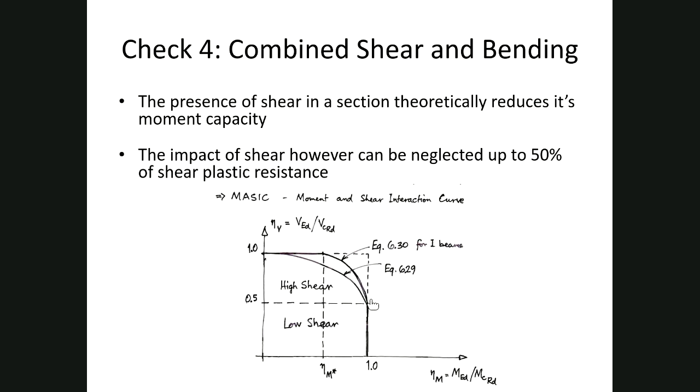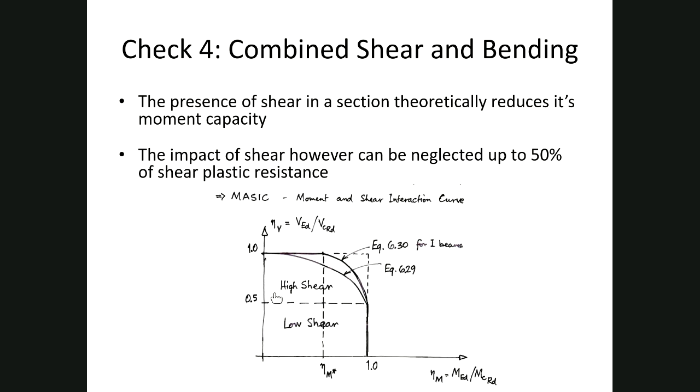Then somewhere in between we have a combination of bending and shear. Here the bending is 0 and the shear is at maximum. But as we increase the bending, we have less available for shear, all the way as we come up and along. If we look at this diagram, once the shear demand divided by the capacity is less than 0.5, we have low shear, so we can use the full bending capacity. When we have high shear, we have to use some sort of combination. We have to reduce the moment capacity to take account of the high shear, and we can do that using either equation 6.29 or equation 6.30 for I-beams.